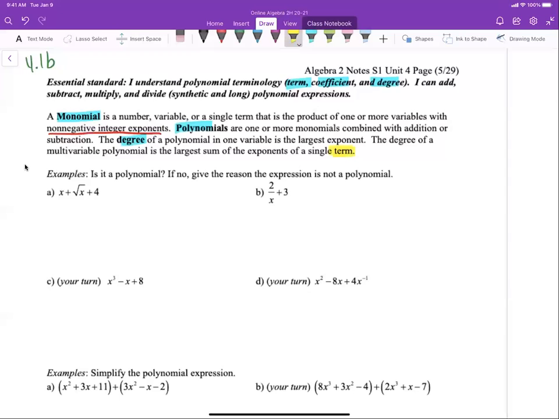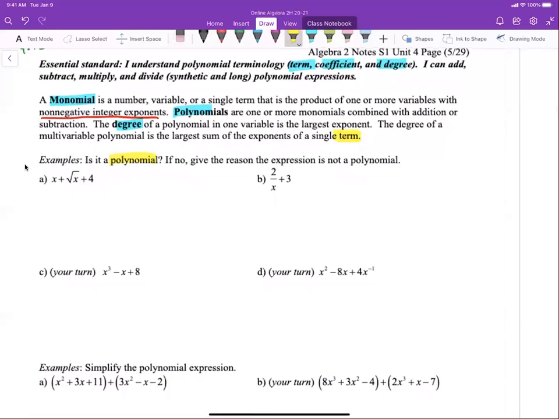But let's talk about what the terms are. Each one of these is a term, so they are separated by addition or subtraction. This particular one in A has three terms. Now what we need to ask ourselves is, is this a polynomial or not? It will be if each one of these terms is a monomial. And we have to look at our rule for monomials.